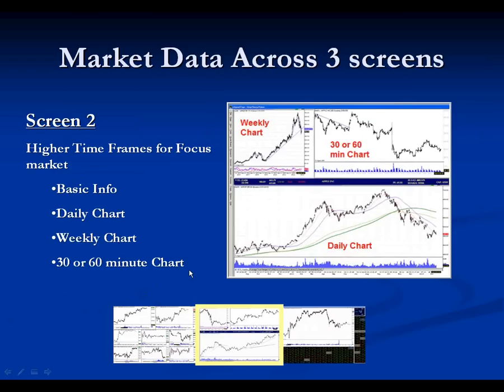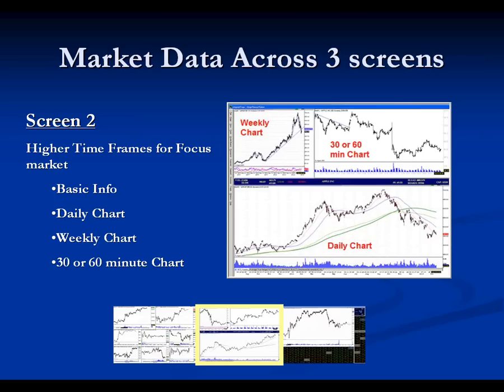Now in the middle screen, this is where I have the higher time frames for the focus market. So the middle screen and the right screen basically all gear me toward a particular focus market. And that comes in the context of what's on the left screen, which gives me that kind of top-down perspective. So in the middle screen, I've got the basic info about a company, and I've got the daily chart on the bottom, the weekly chart on the top left, and a 30 or 60-minute chart on the top right.